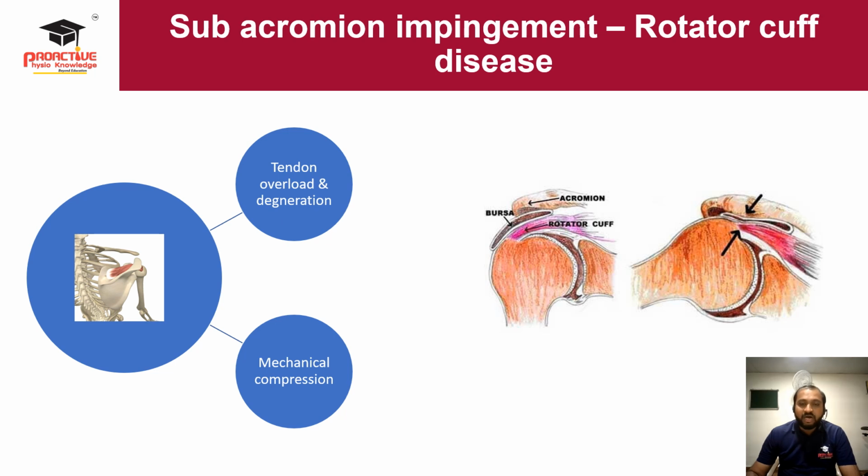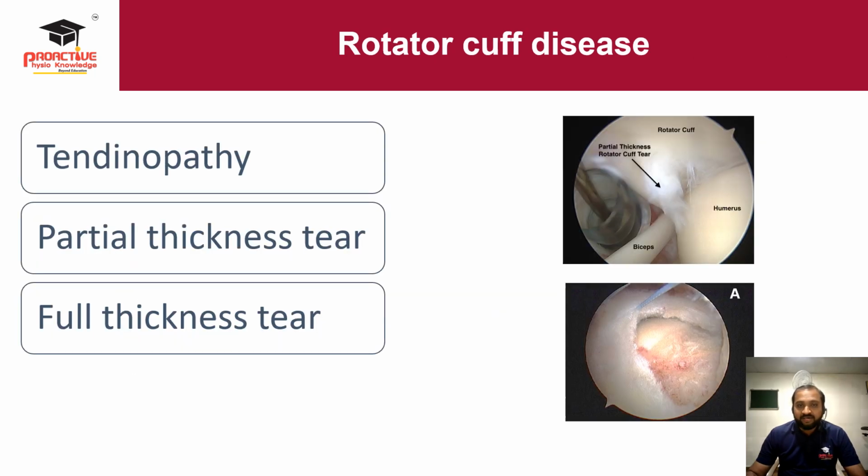Once we understand how to identify the muscle imbalance, this gives us a very good prognosis for our patient. The rotator cuff disease has a variety of labels: the tendinopathy, partial thickness tear, and the full thickness tear. This is the partial, and this is the full thickness rotator cuff problem.